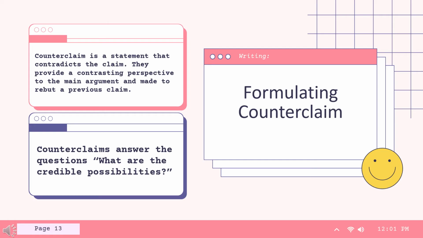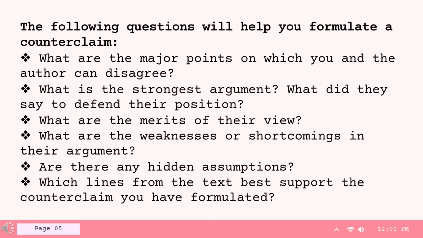Okay, so that's it. Just like in flip-top, when you do rebuttal, that's what we call a counterclaim. Also in a debate, when you give a reply to the previous statement given by your opponent, then that's a counterclaim. Here are the guide questions which will help you to formulate a counterclaim. You may simply answer the following questions.